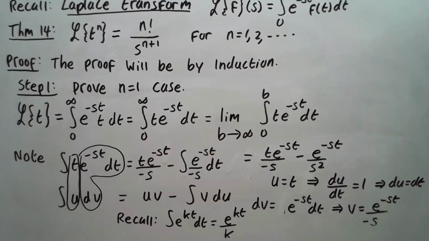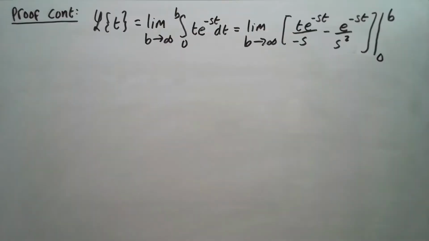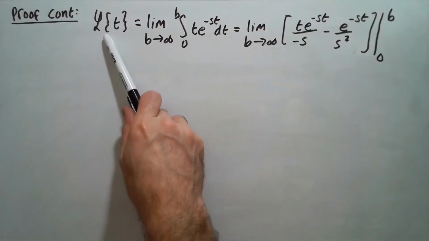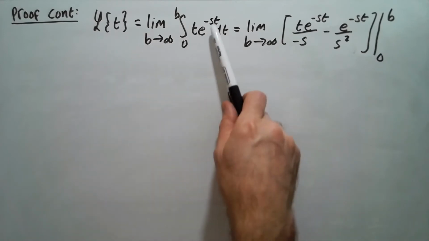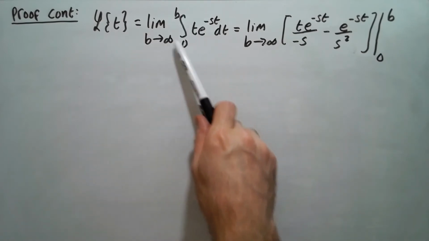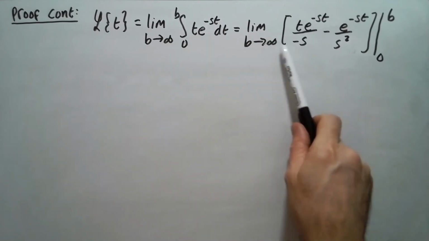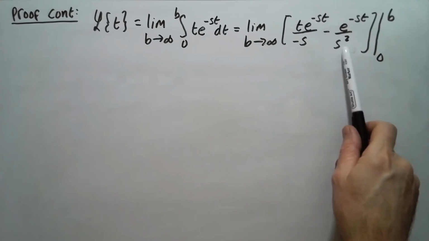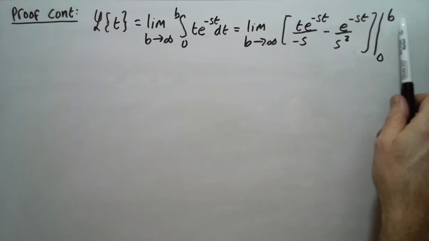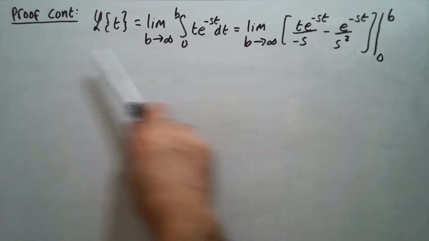Okay, so I'm out of space, so let me erase a few things and we'll keep going. So we have our Laplace of t equals this, and by integration by parts, we just found that the indefinite integral was this. And then we're going to evaluate that from 0 to b. So we're going to put b in place of t and then put 0 in place of t.